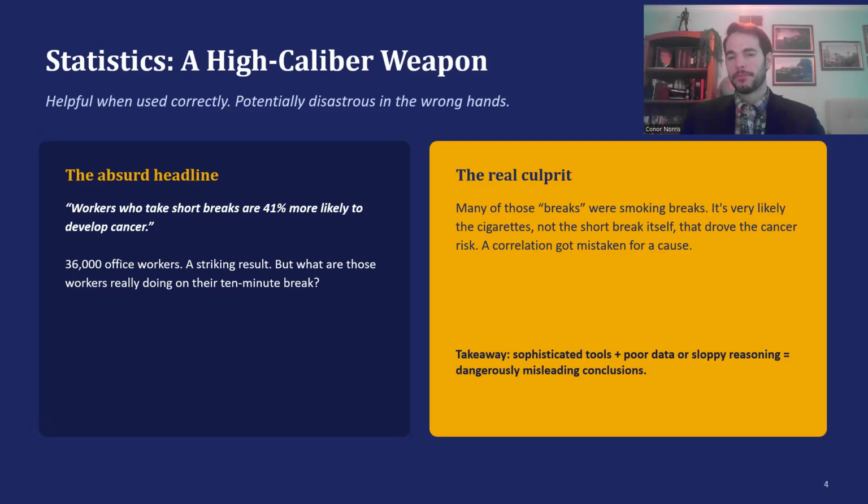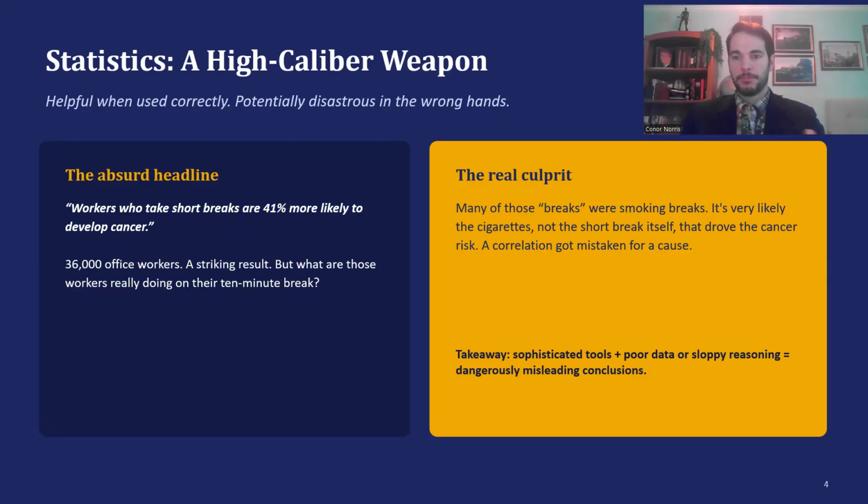So here's the problem. Think about what people are actually doing on that 10-minute break outside the office. A lot of them are standing by the entrance smoking cigarettes because you're not allowed to smoke inside of businesses anymore. So it's not the break that's causing cancer. It's the cigarette that they're smoking during the break most of the time. I'm sure not 100% of the breaks in this study were smoke breaks. It's not the break itself, it's what they're doing.